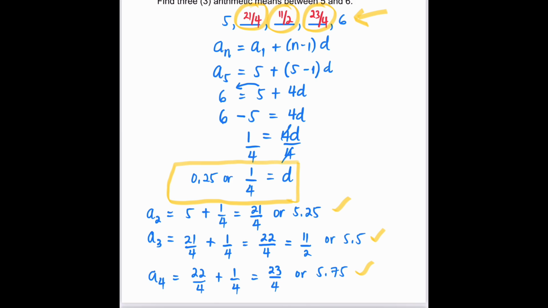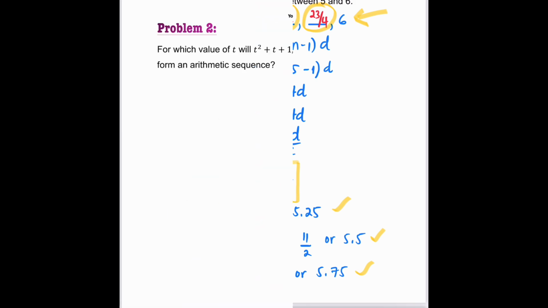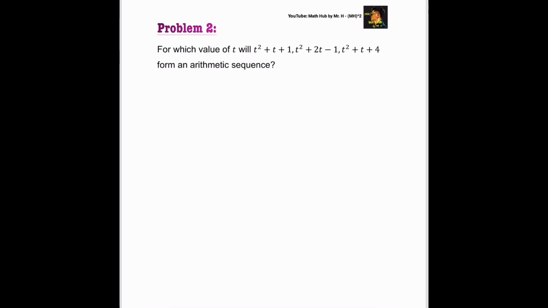All right, let's take a look at example number 2. If you want to try to answer this question first, please feel free to pause the video. All right, so let's take a look at your answer. For problem number 2, the question is, for which value of t will t squared plus t plus 1, comma, t squared plus 2t minus 1, comma, t squared plus t plus 4 form an arithmetic sequence?